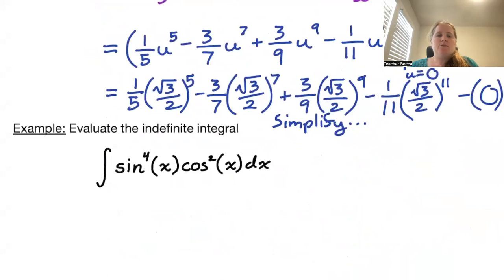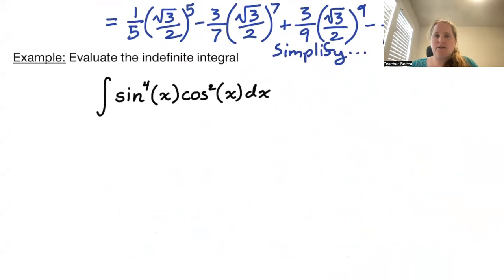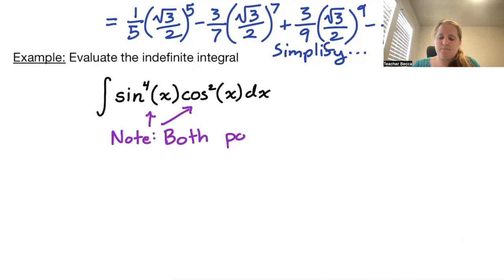All right, next up, let's go ahead and evaluate the indefinite integral. The integral of sine to the 4th x cosine squared x dx. So this is a case where these are both even. So note, both powers are even. So that means that we have to use our power reducing trick.